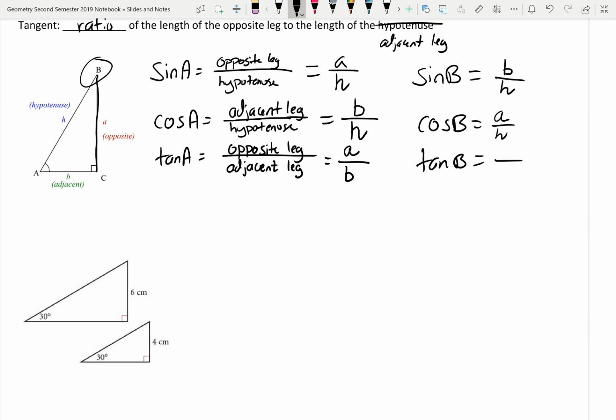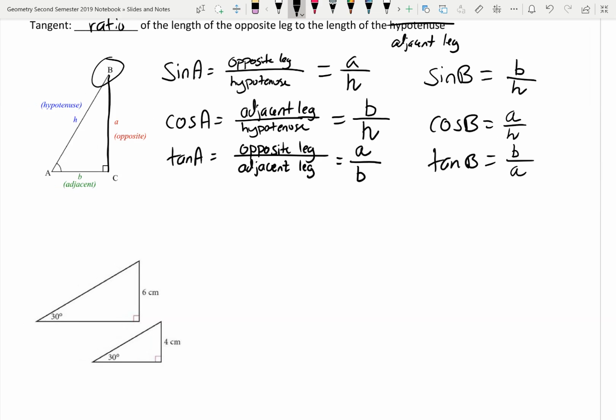Tan of B is the opposite leg. In this case, that's B over the adjacent leg, which is A. So you can see how the ratios have switched. Sine A is now the same as cosine B. Cosine A is the same as sine B. And tan A and tan B are just reciprocals of each other.